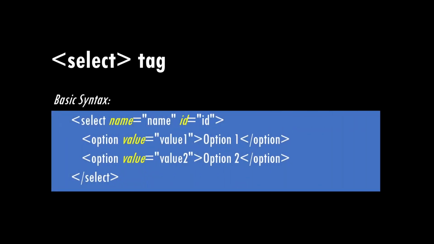Select tag. The select tag in HTML is used to create a drop-down list, allowing users to choose one or more options from a predefined list. This element is commonly used in forms for selecting items such as country names, product quantities, and other similar choices. Here is the basic syntax. Key attributes, multiple.